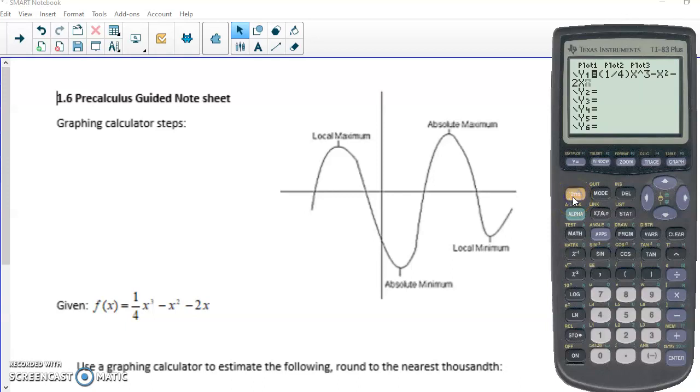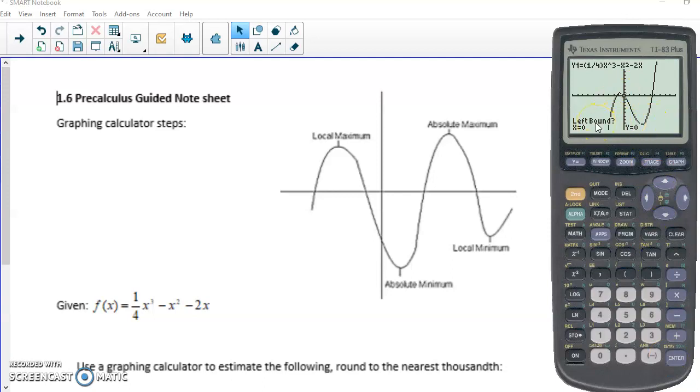And from there, we can go to second trace. Second trace will bring up all different types of calculations that we may want to find. And what we want to find with this example is some of the local maxima and minima. So we're going to go through finding a little bit of that. So I'm going to go to minimum, and it'll graph our polynomial. And here when I look at this polynomial, I see we've got a maximum here, we've got a minimum here.